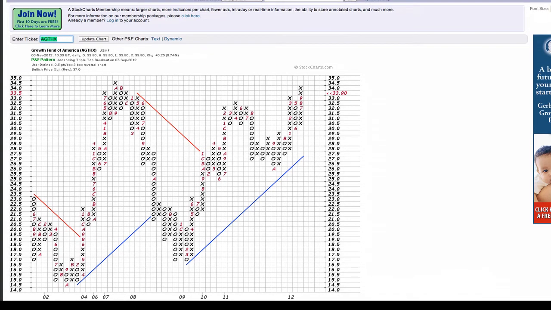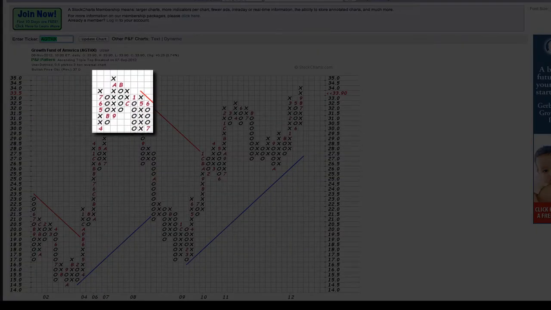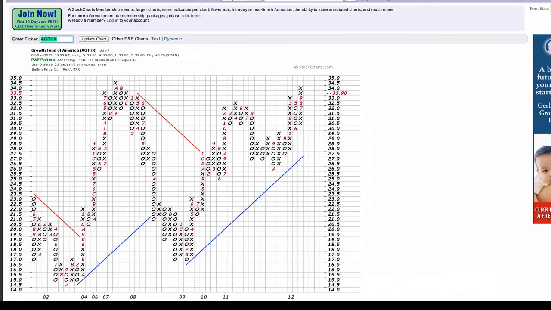Getting back to the Growth Fund of America chart, focus on the high point, which is easy to find on the graph. Look to the top of the chart. See the X in the box above the capital letter A along the axis corresponding to the price of 34.5. Got it? Good. Now, reading the chart, we can tell the price reached that level in the month of October. Remember, A equals October, B equals November, and C equals December.